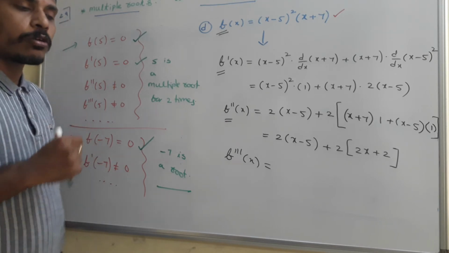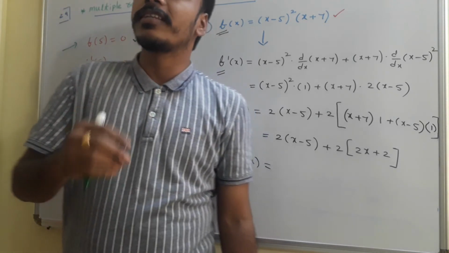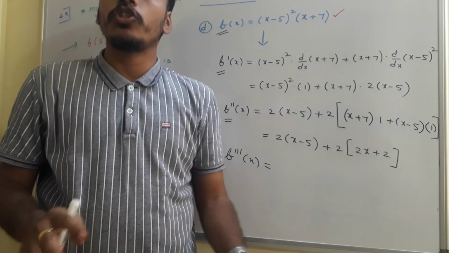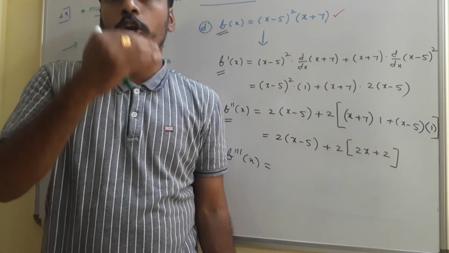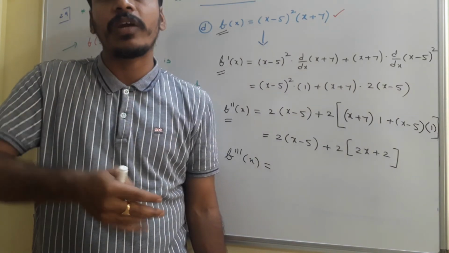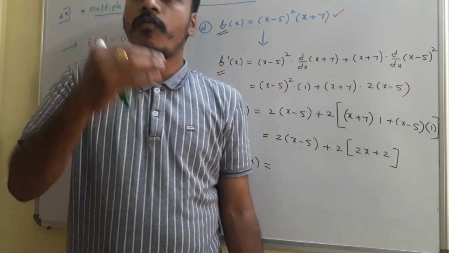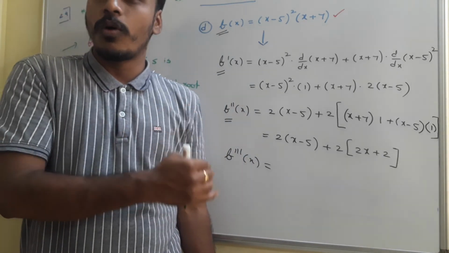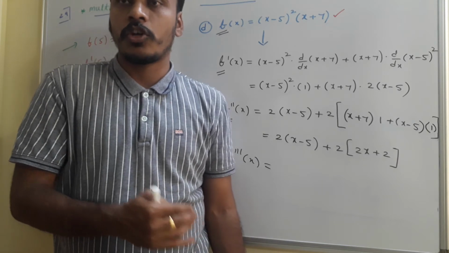So when you think about multiple roots, if a root is repeated n times, then the values for the polynomial, its derivative, and its derivative again, like that, for n times, all those values are 0. Okay, just have a look. I will give you one more example and I will generalize the situation. Okay, have a look.